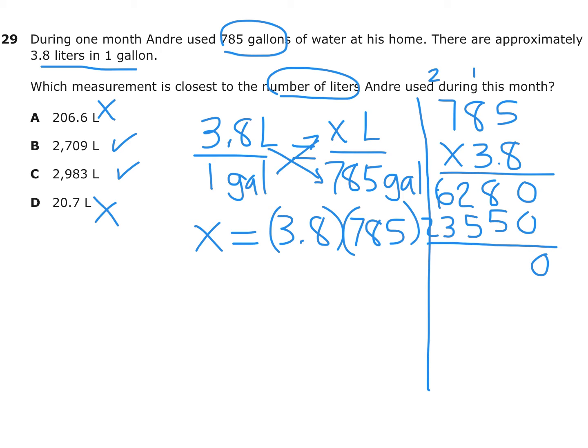So then we add those, and we have a decimal there, so that's going to be 0.0. 8 plus 5 is 13, carry a 1. 2 and 5 is 7, plus the 1, that's 8. 6 plus 3 is 9, and then bring down the 2. So 2,983. Is there an answer that looks like that? Yes, the answer was C, 2,983.